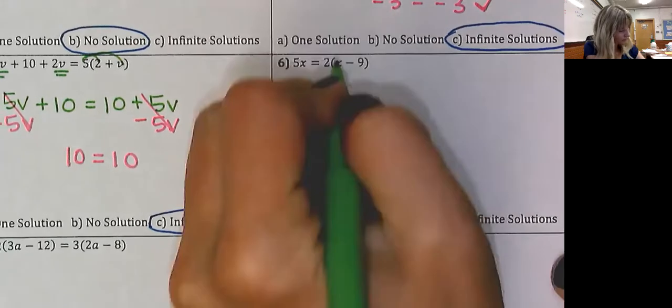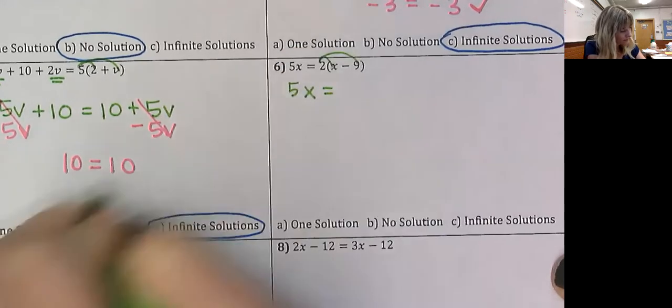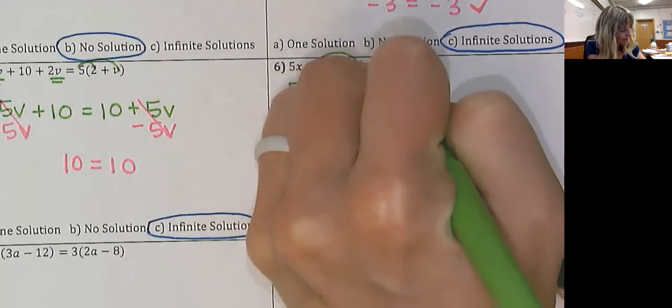Let's do some cleanup here. Distribute, distribute. This side still says 5x. This side says 2x minus 18.